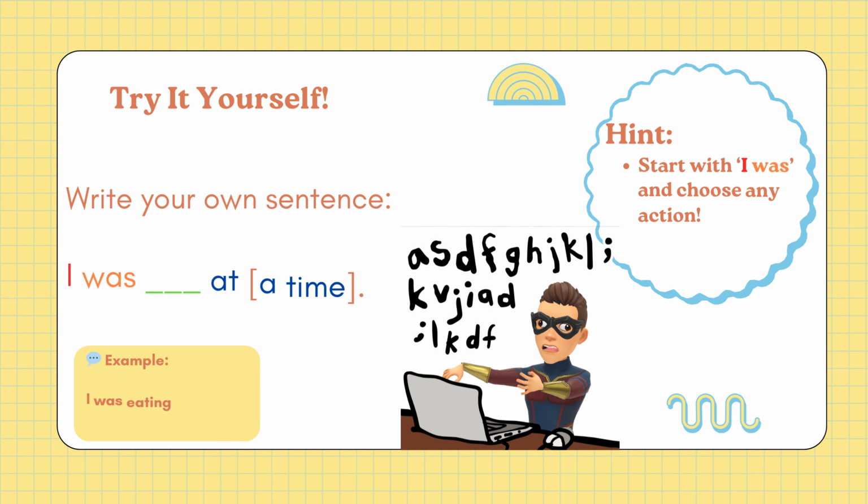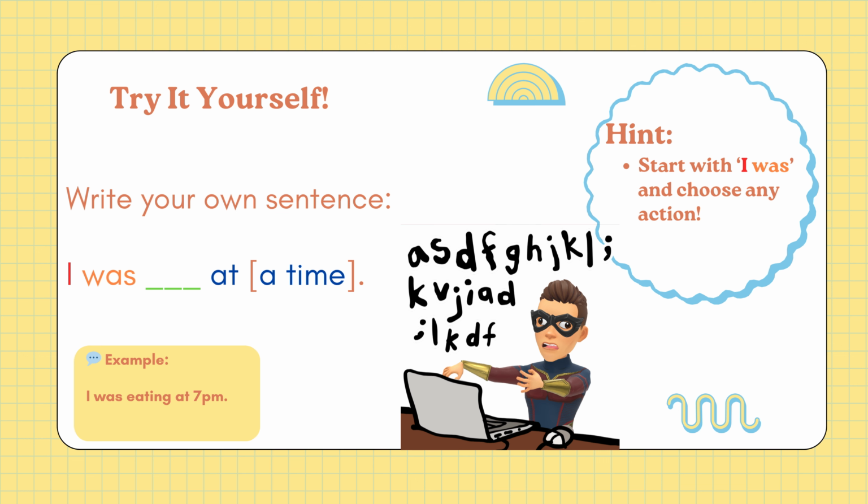Let's try something creative. Start your sentence with I was and add an action you did at a specific time. For example, I was eating at 7 p.m. Now, it's your turn. What were you doing? Say it out loud, write it down, or share it in the comments. Let's see those English superpowers in action.